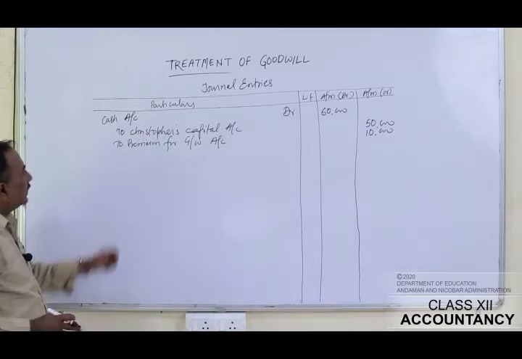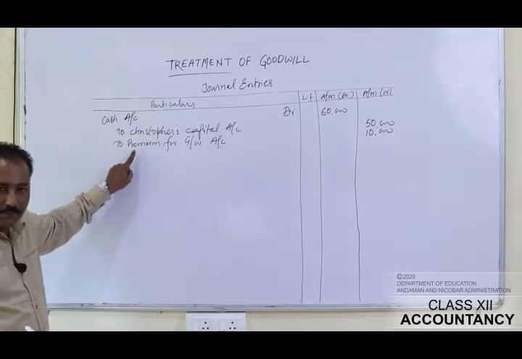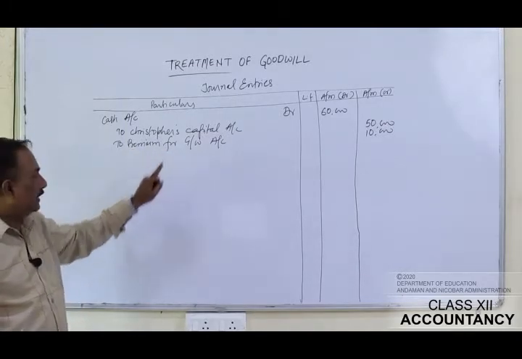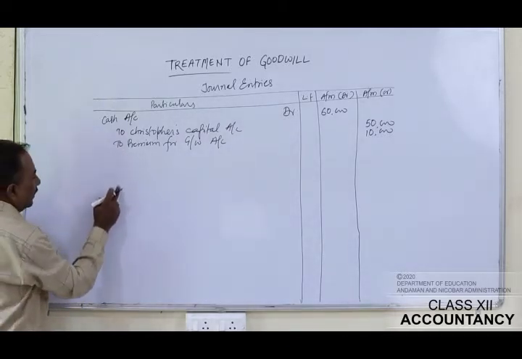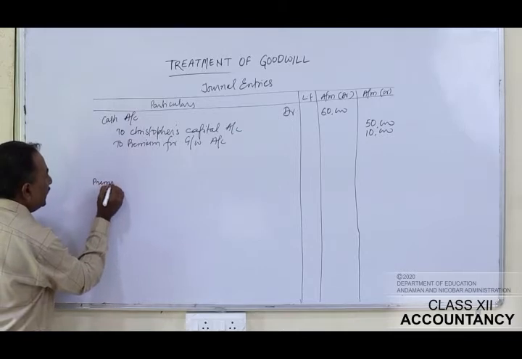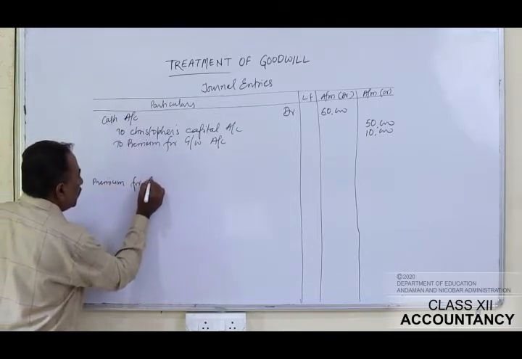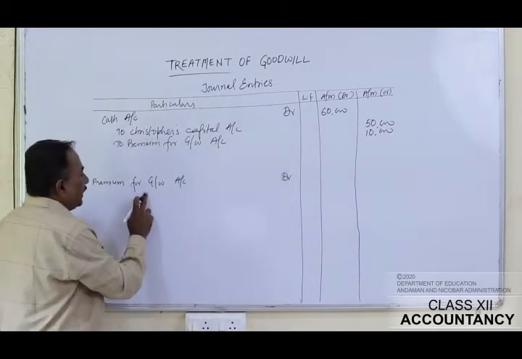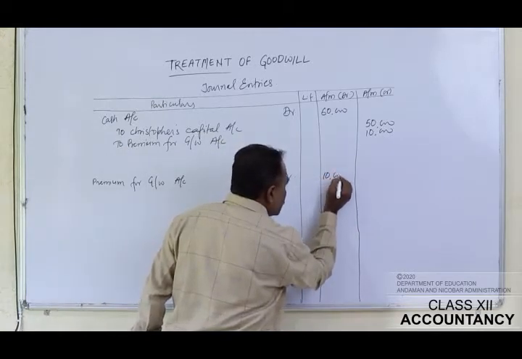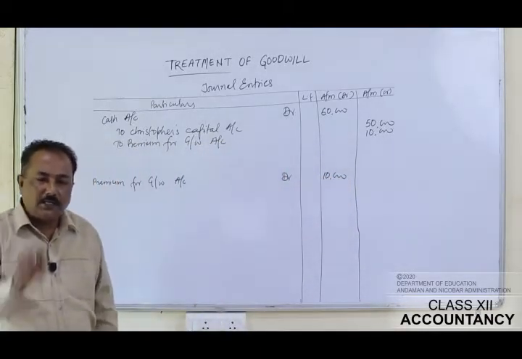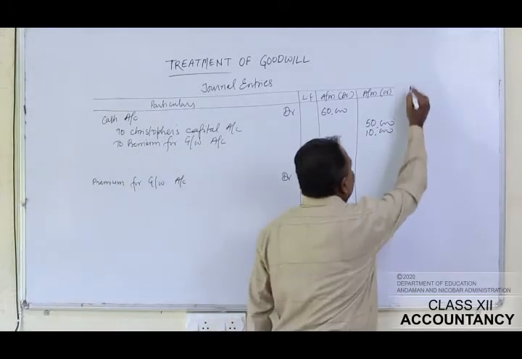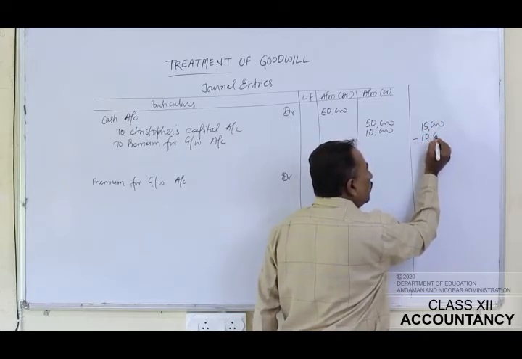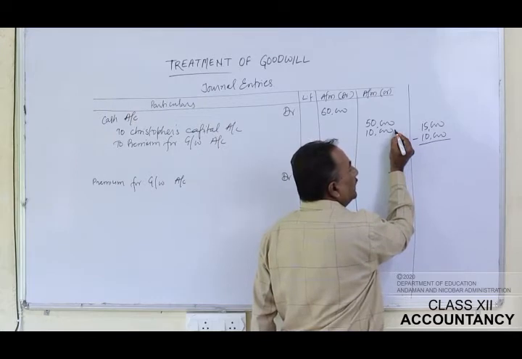That's all. Now, the amount of premium which is brought in by Christopher will be distributed between the sacrificing partners. So, for that purpose you have to write down the journal entry, and the journal entry will be premium for goodwill account debit. Here he is bringing rupees 10,000. So, record here rupees 10,000. But Christopher's share of goodwill was rupees 15,000. But out of this he was able to bring only rupees 10,000 which we have recorded here.